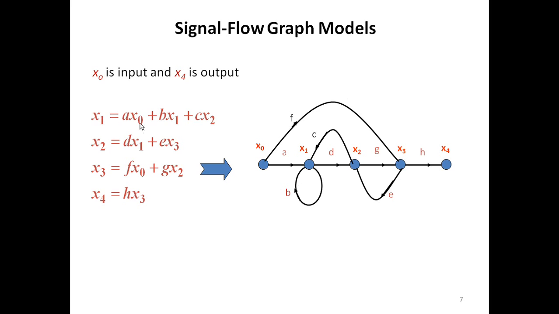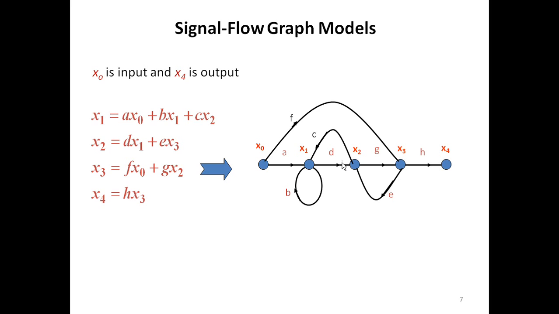So X1 is what? A into X0. So this is X0, X1 is A into X0. This is fine. Plus B X1. Where is the B? This is X1, so B into X1 regenerative. Then C X2. So X2 is here, multiplied with C. So C X2. So first equation is absolutely right.